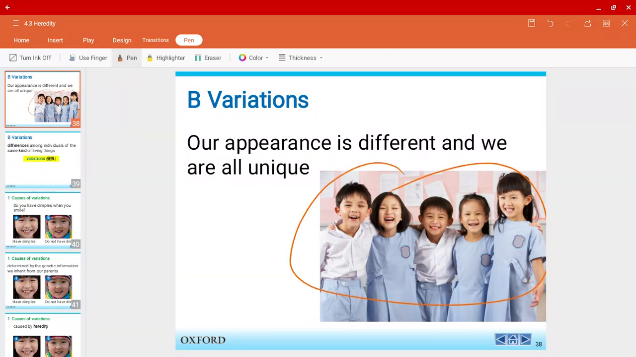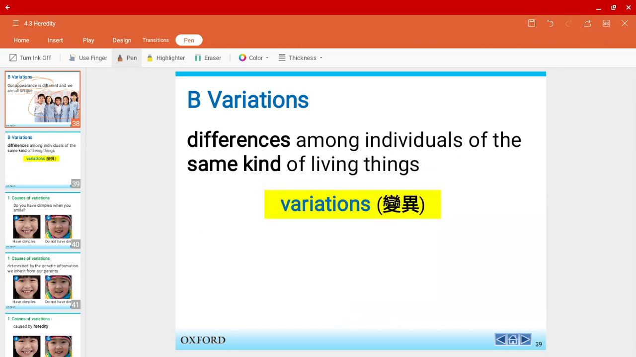Okay, first off, we have a picture over here of human beings, living things. You'll notice that us human beings, our appearance is different. We're all very unique. We all have our own traits, characteristics, personality, and so on. But what makes us so unique? What are the causes of this? The differences among individuals of the same kind of living things, we have a specific term for that, and we call it variations.